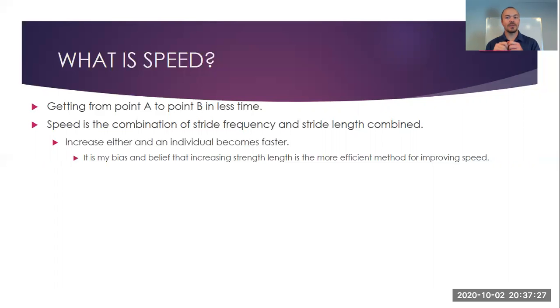So I would measure the distance from an athlete sprinting from their right foot contact to the ground, then their left foot's going to contact, and then their right foot again. I would measure between the two right foot contacts, and that would give me my stride length. If we increase either stride frequency or stride length, those athletes are going to start getting from point A to point B in less time. And I'm going to be very straightforward that it is my bias and my belief that increasing stride length is the more efficient method for improving speed.